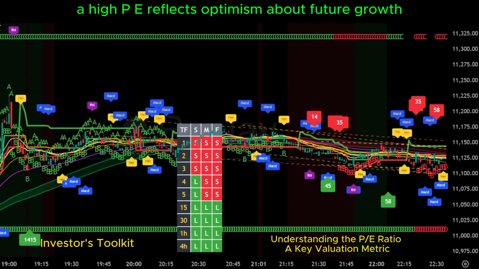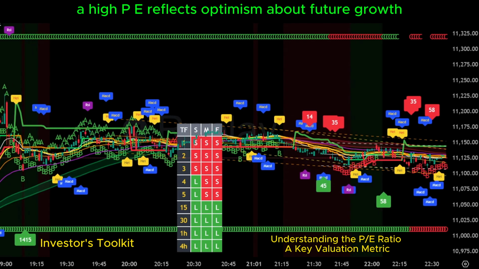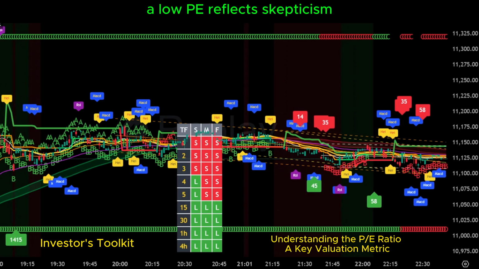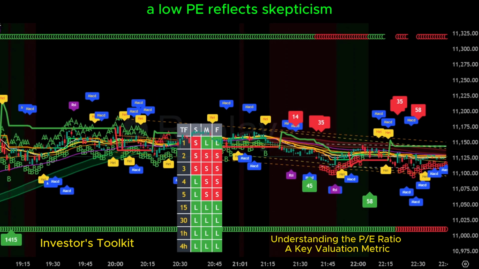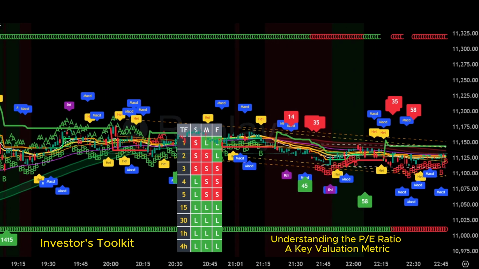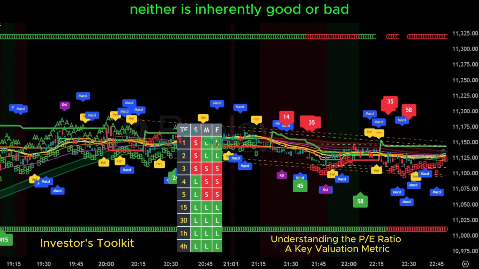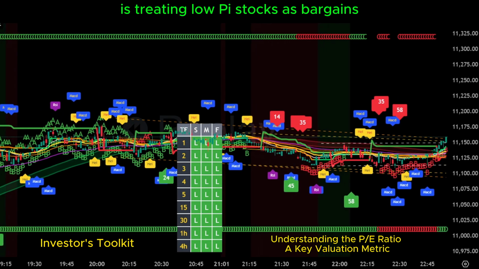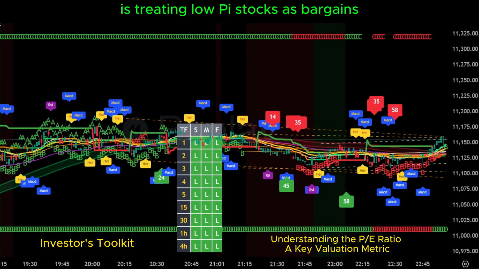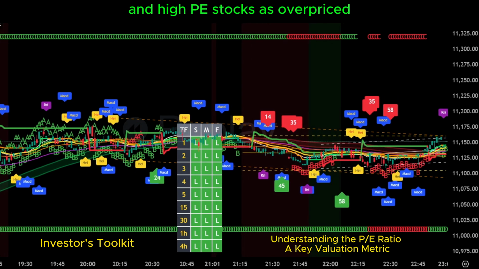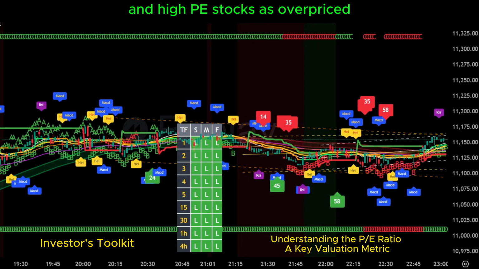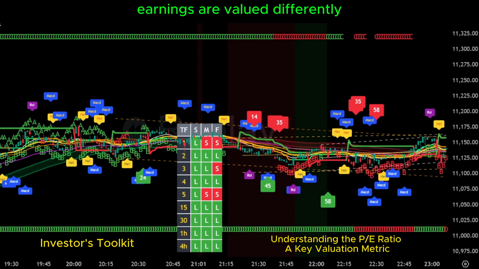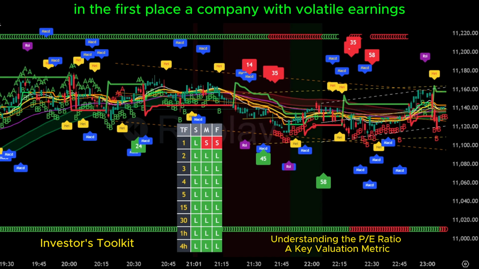A high P/E reflects optimism about future growth, stability, or quality. A low P/E reflects skepticism, risk, or uncertainty. Neither is inherently good or bad. The most common mistake investors make is treating low P/E stocks as bargains and high P/E stocks as overpriced by default. This shortcut ignores the reason earnings are valued differently in the first place.